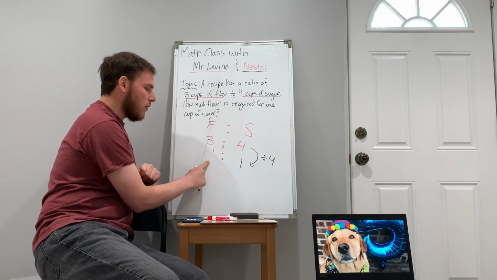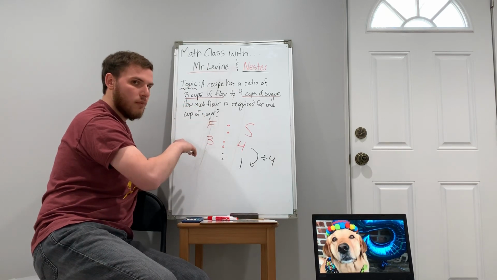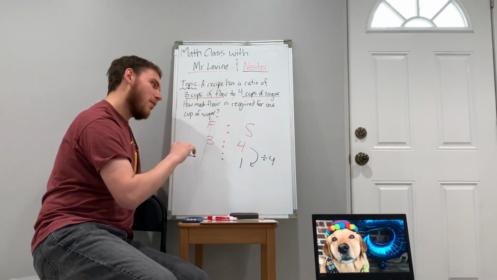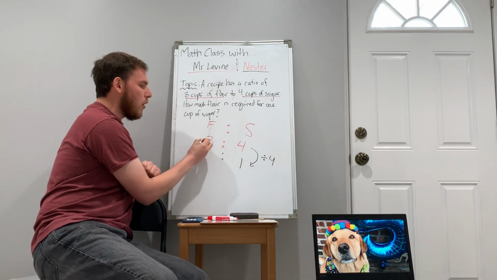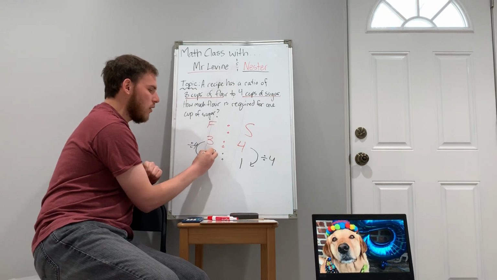And just like fractions, whatever you do on one side of the ratio, you have to do on the other side. Or whatever you do on the top, you have to do on the bottom. So if I divided by 4 on that side, divide by 4 on this side. So 3 divided by 4 gives us 3/4.